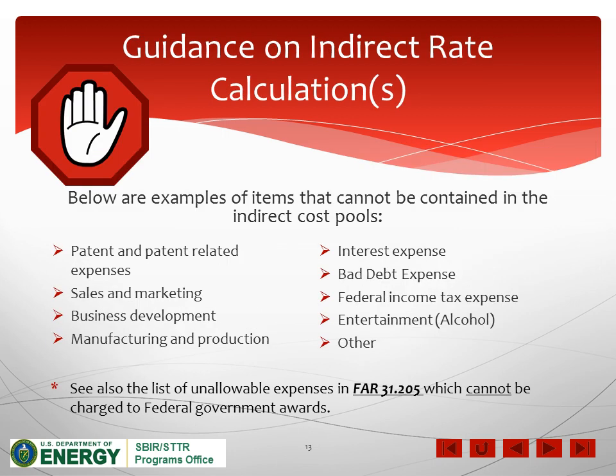FAR 31.205 identifies some costs which are specifically unallowable. Passing costs, sales, marketing, interest, bad debt, federal income tax, and entertainment costs are some of the most common unallowable expenses. These costs are expressly unallowable and cannot be charged to federal government awards. However, DOE does allow for patent-related expenses. I suggest referring to the funding announcement to see the exact amount of these and how they should be handled.